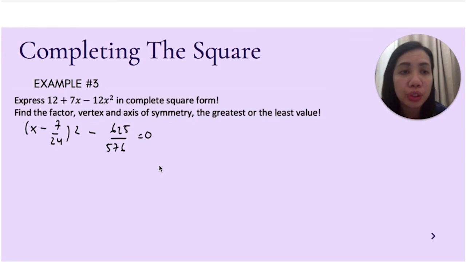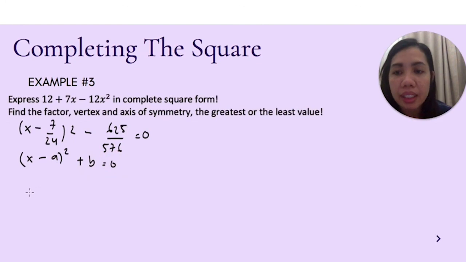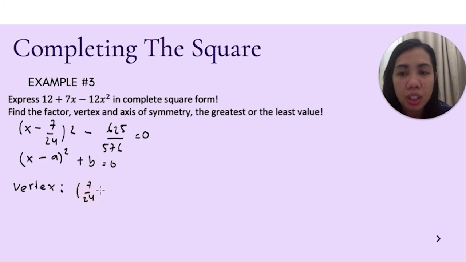Okay, the next thing, we're going to find the vertex. Okay, remember the standard form of this is x minus a squared, and then positive b equals 0. Okay, then the vertex is a comma b, so the vertex here is 7 on 24, comma, minus 625 on 576. So this is the vertex coordinate of this quadratic equation. That is the vertex.